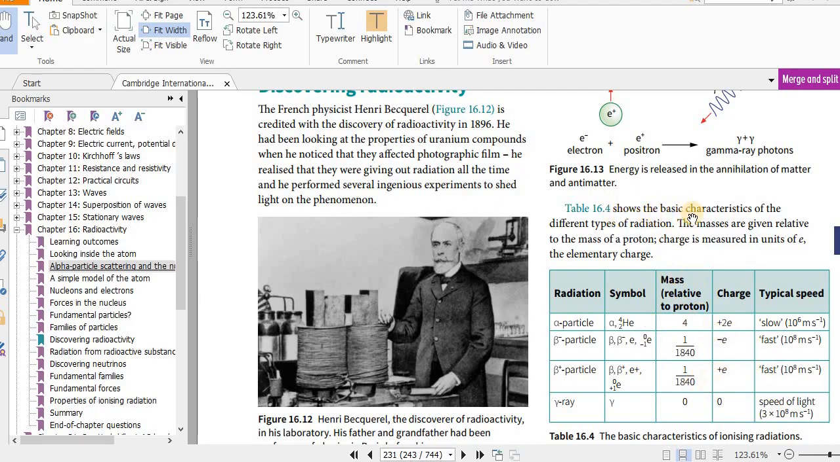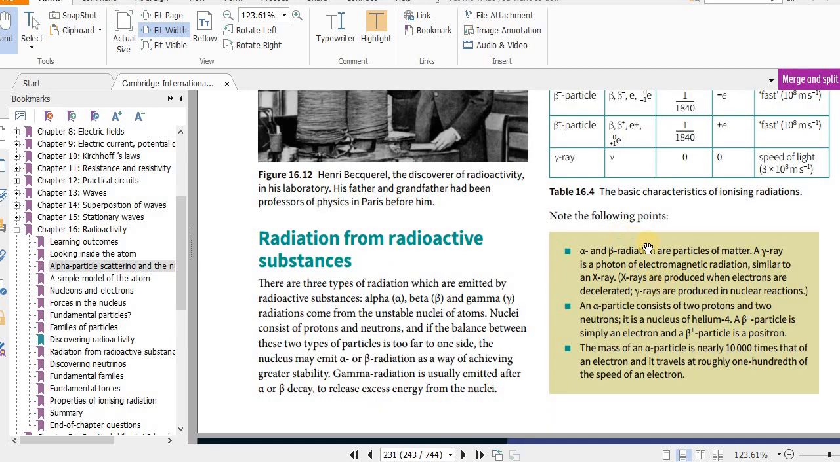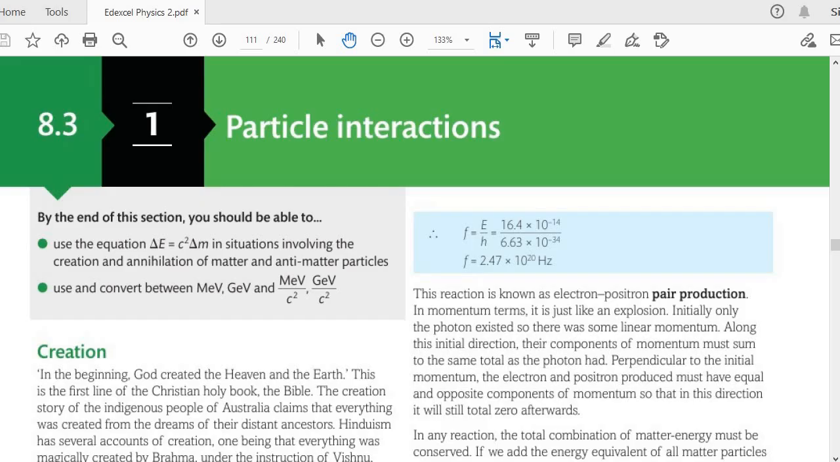Figure 16.4 shows the basic characteristics of the different types of radiation. Their masses are given relative to the mass of a proton. Charge is measured in units of e, and you know e is the elementary charge. It's also given in your data sheet in your exam papers. So these are important. Now we will go back to where we were.